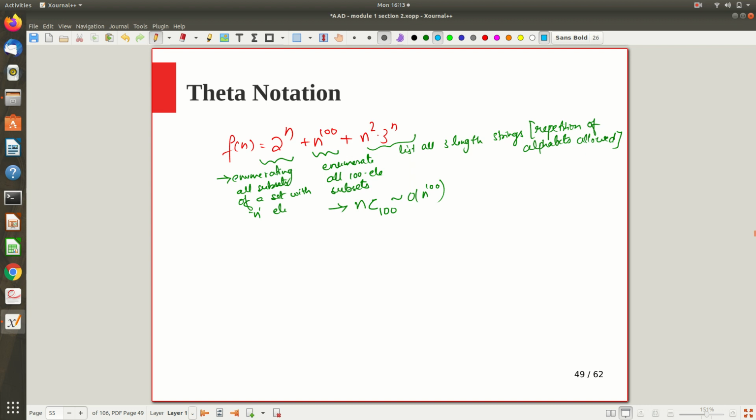Anyway, the conclusion is you have an algorithm, some bigger complex algorithm whose running time you estimated as some 2 power n plus n raised to 100 plus n square into 3 raised to n. Now can you tell me what is the dominating term here? That is interesting. One term you can observe here is the 2 power n term, and there is this n raised to 100, and n square into 3 power n is also there.